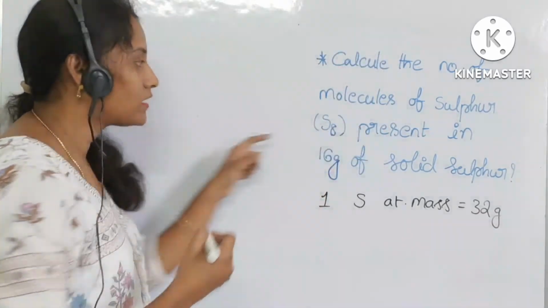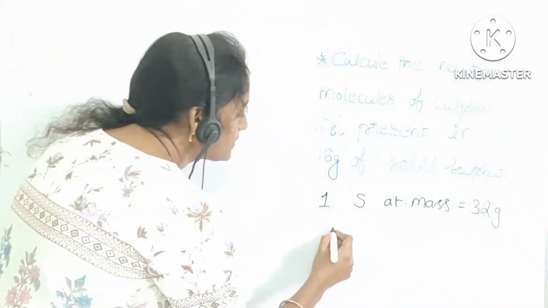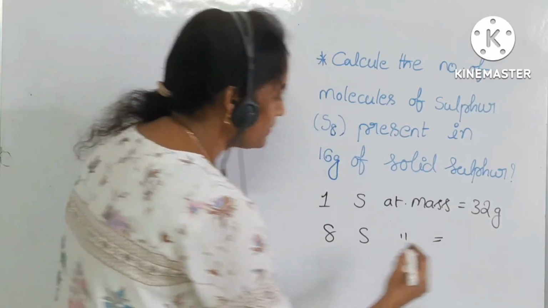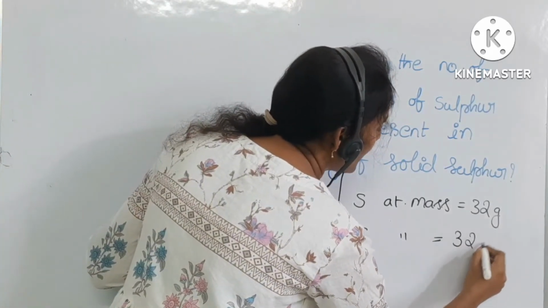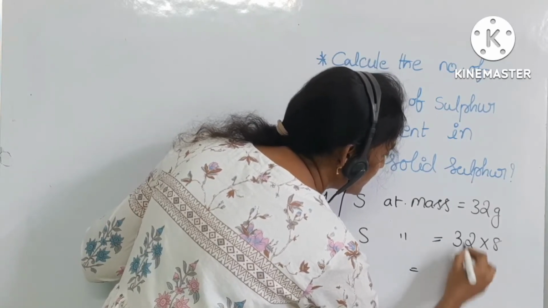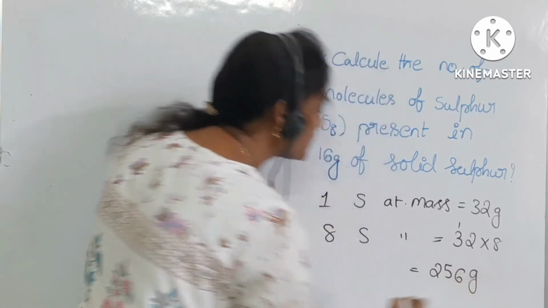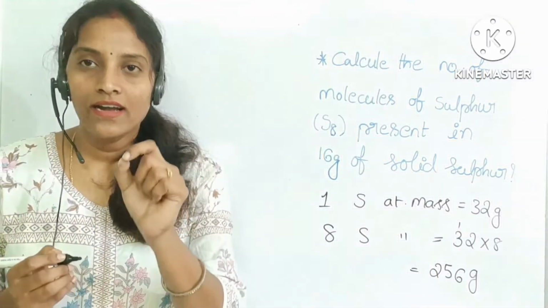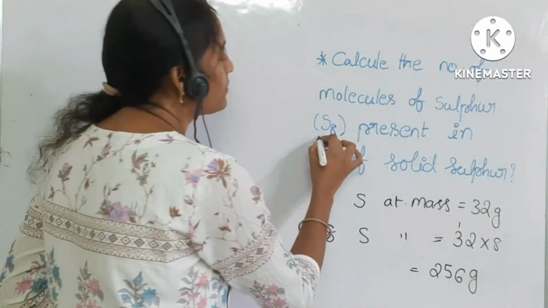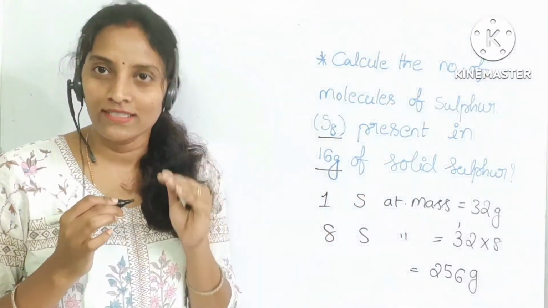So here this solid sulfur is in the S8 form. So what is the mass of 8 sulfur atoms? Here, 32 into 8 you can do. 8 twos are 16, 8 threes are 24 plus 1, 25. So 256 grams is the molecular mass of the S8 molecule. Now coming to the point. Here he is asking for the number of S8 particles present in 16 grams of solid sulfur.